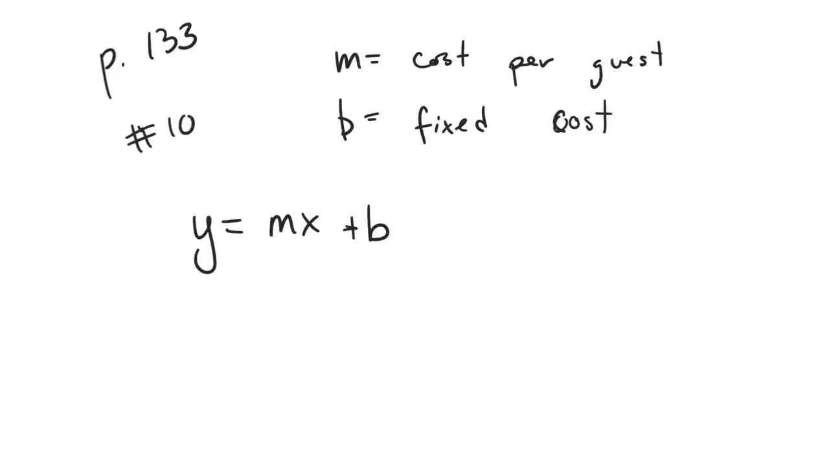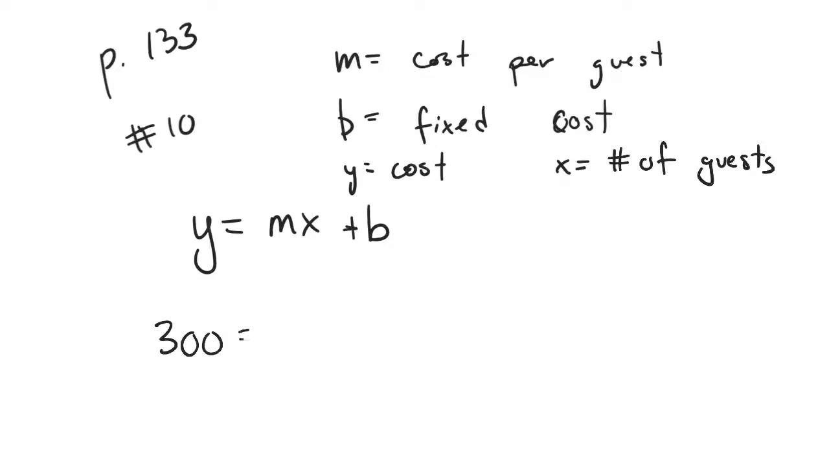And we're told 2 scenarios. So I should probably use those 2 scenarios. I'm told the following, and I should actually do this. Ready? I should list what things are. Y is the cost. And X is? What's X? Number of guests. So in this case, I'm given those values. I'm told it's $300 for 25 guests.